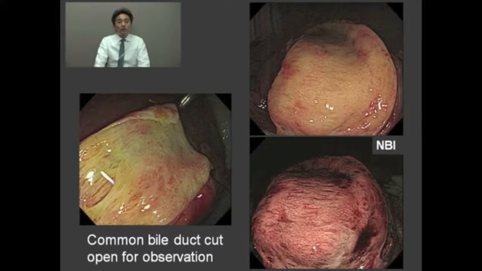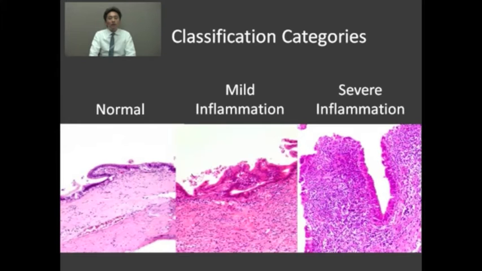After histological diagnosis, 25 specimens were classified into 3 categories according to the degree of histological inflammation: normal, mild inflammation, and severe inflammation. Then I examined the relationship between the magnifying endoscopic findings and the microscopic histopathology.